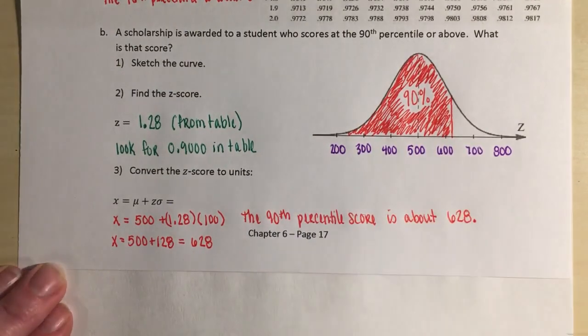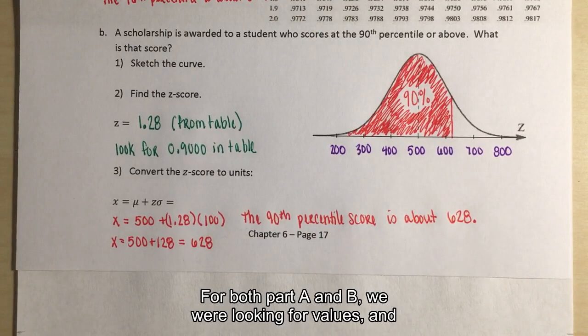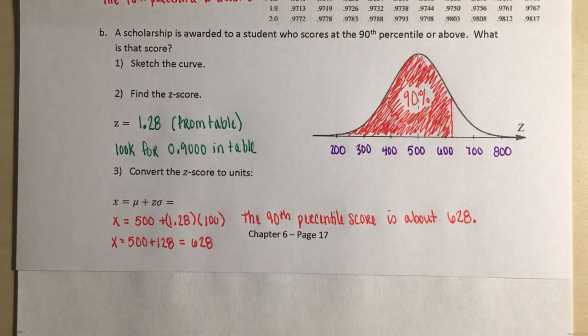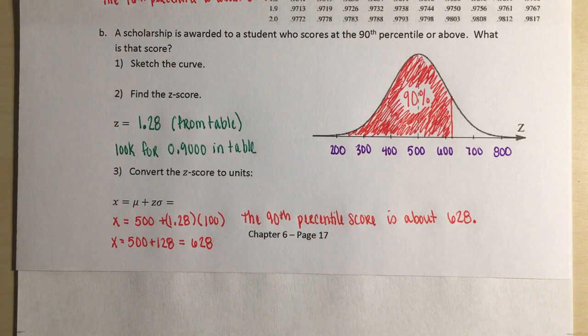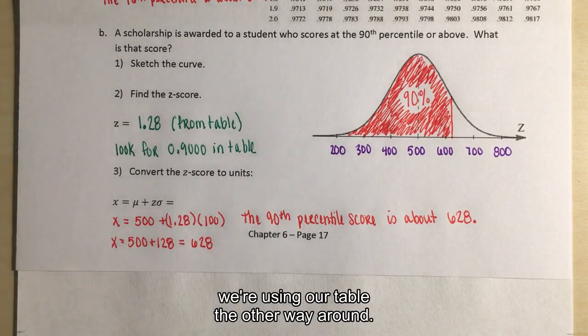628. So for both part A and B, we were looking for values, and those values, again, we called finding our inverse normal values. We're using our table the other way around.